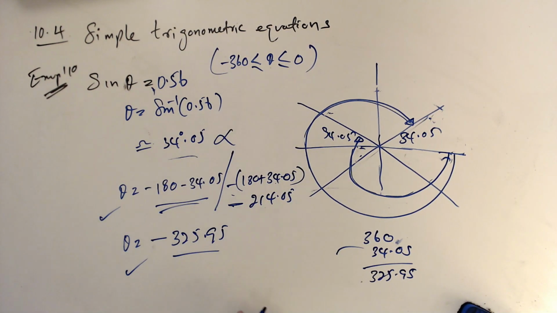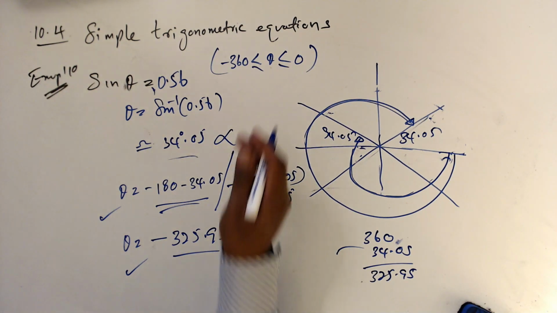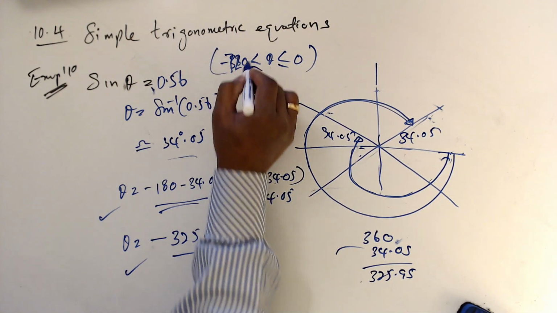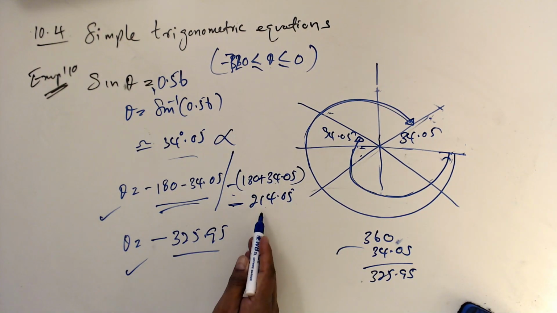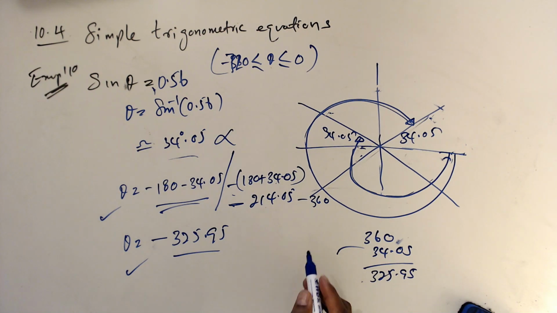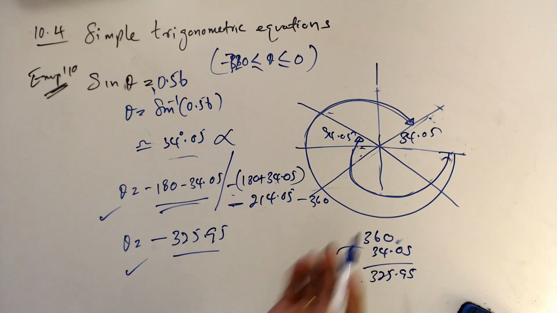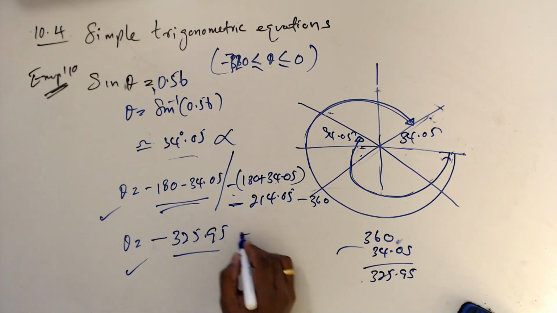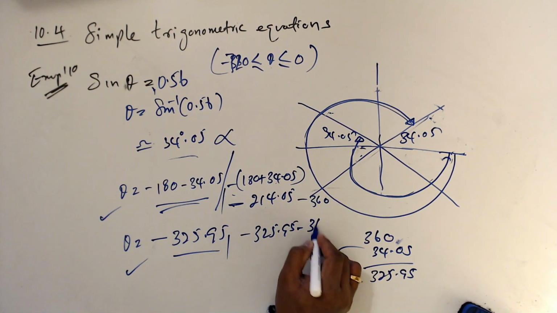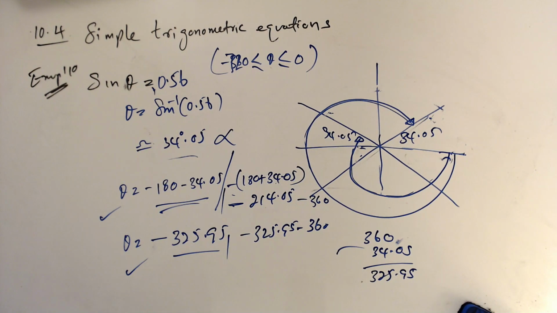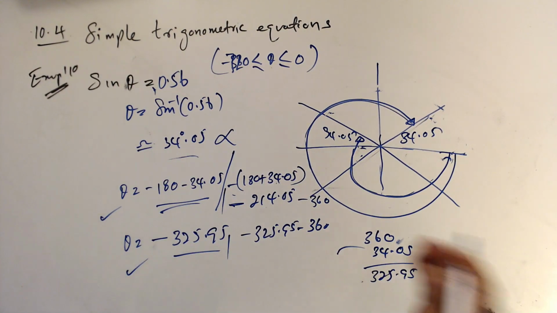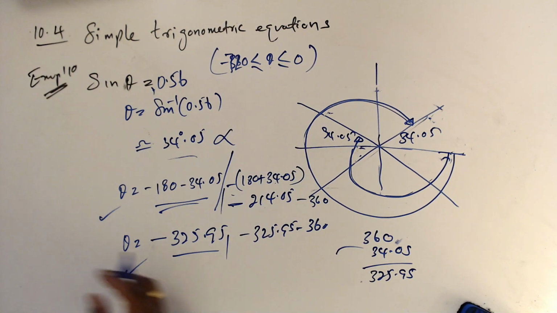Within this range. If I expand this one to minus 720, then what do you have to do? You have to take another 360 out from 214.05. So earlier we added, now you have to take it out. From the 325.95, you want to take 360 more out. If I expand to minus 1080, take 2 times 360 out. That's how you want to go backward.